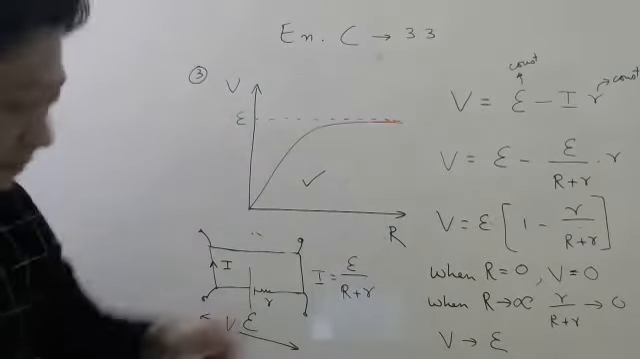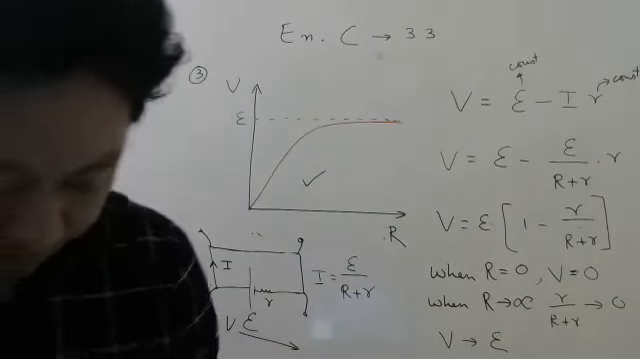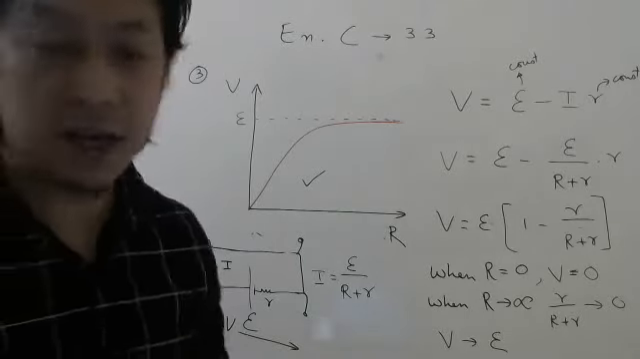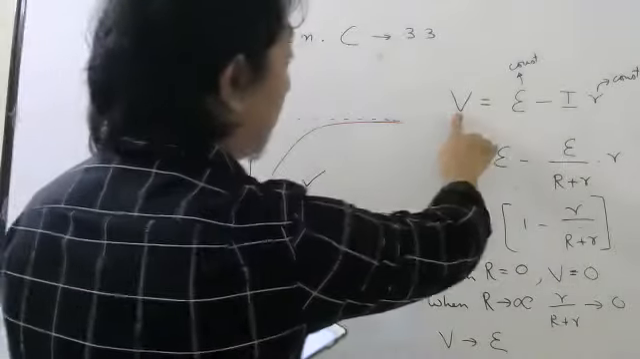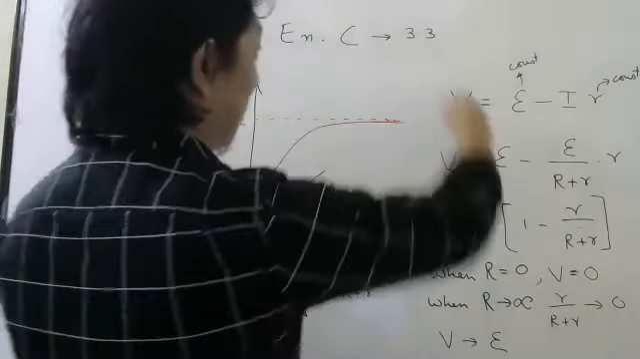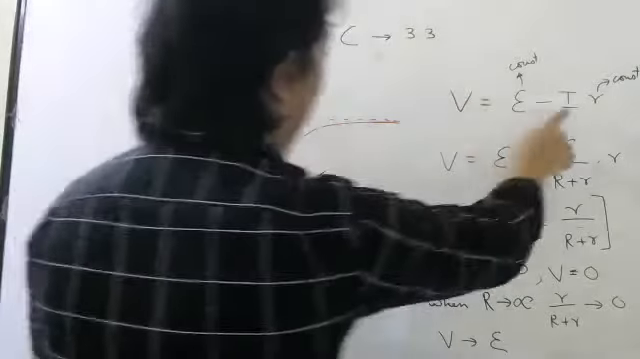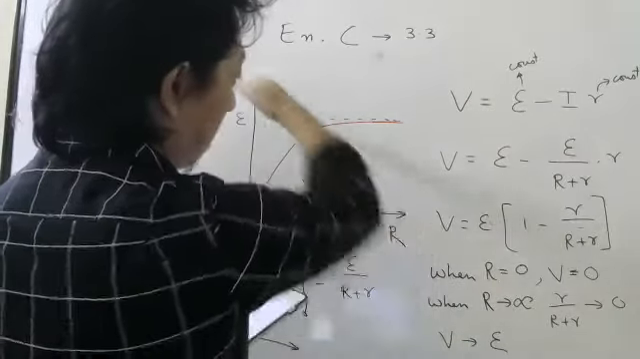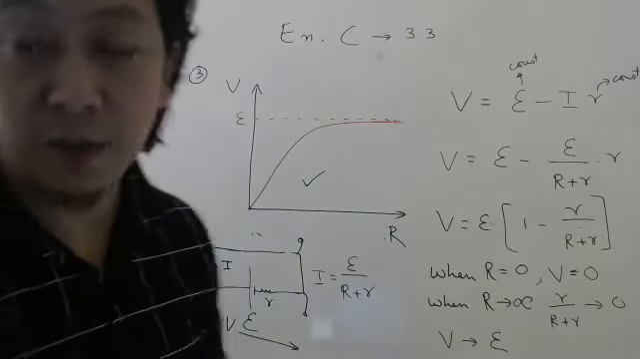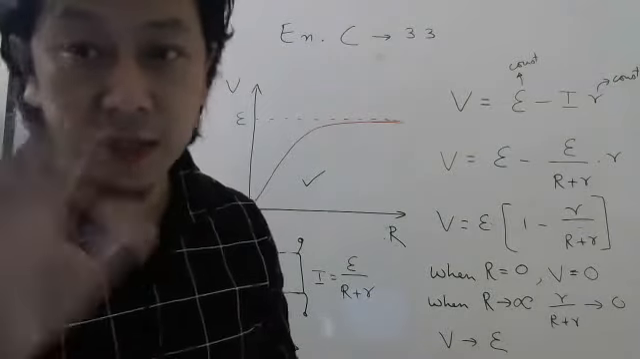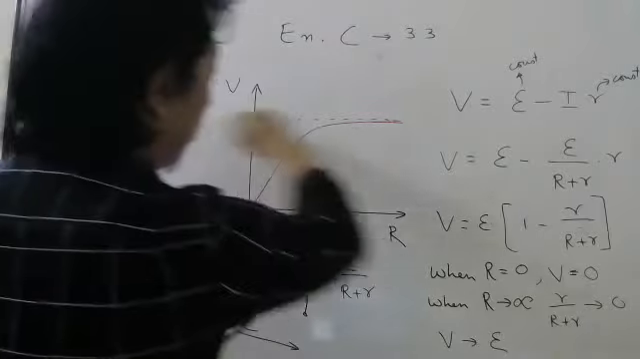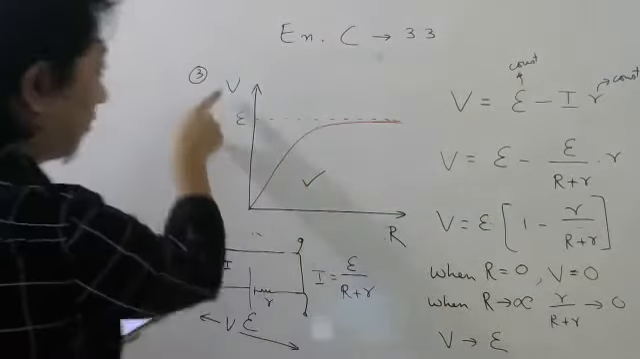So V and R. Other options are not correct. You can check yourself. Option B, V and I. V and I, I told, it will be like this. If V is here and I is here, the graph will be like this. And the third one, E and I. No, that is also not possible because EMF is constant. EMF does not depend on current. It depends only on the battery. So the EMF graph will look constant. So this graph matches with V and R.